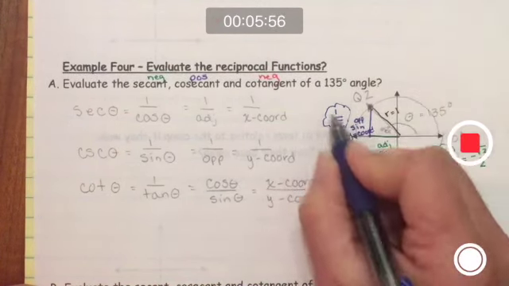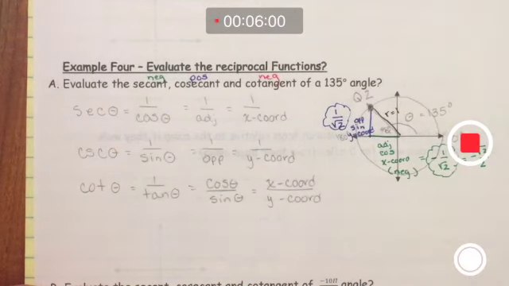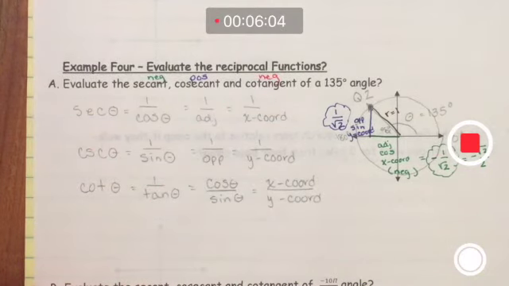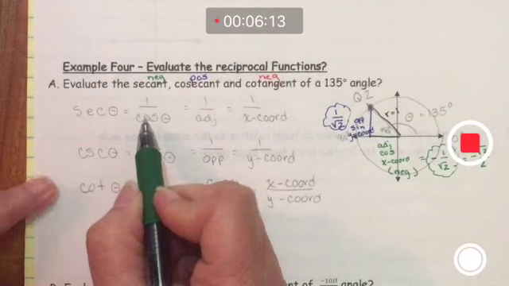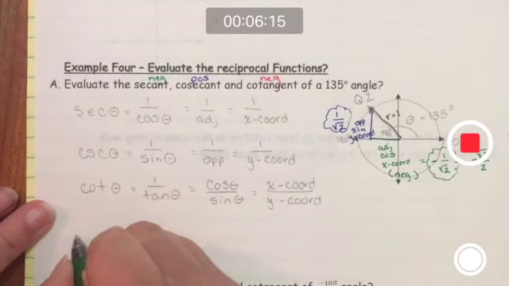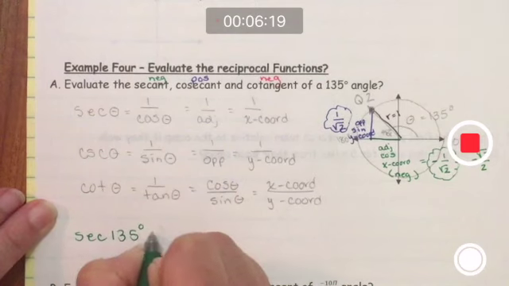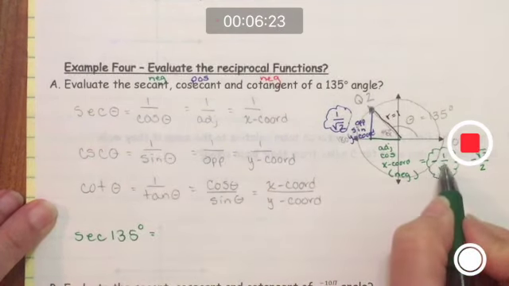So here's my sine, positive 1 over square root of 2. Cosine is negative 1 over square root of 2. Let's go back to secant, cosecant, and tangent. For the secant, it's related to this cosine, so I'll do it in green. The secant of 135 degrees is going to be 1 over the cosine. So that's just the reciprocal of this.